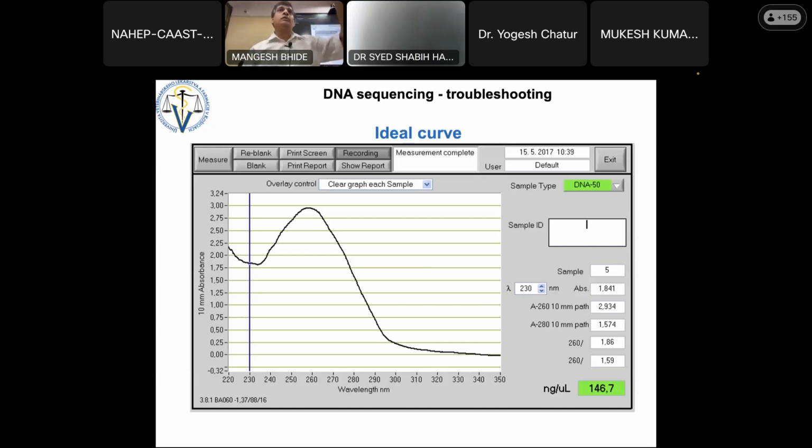So Rashmi, when you are saying that the concentration is not good, good means how much, right? So good means if you have 5 nanogram per microliter, it's okay.